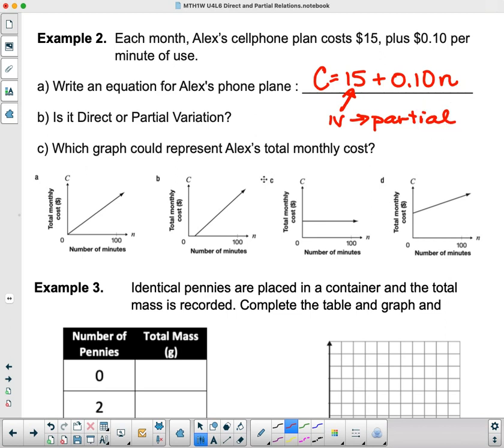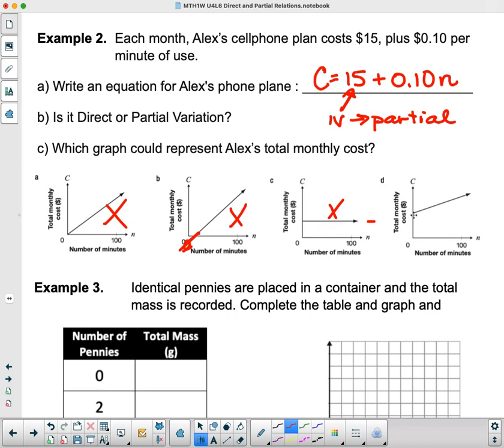Which graph could represent Alex's total monthly cost? Okay, so let's take a look. It has to be $15 to start with. So this one we can eliminate because that goes through 0, 0. It's a direct variation, so it's not working. This one is going to go, if I continue on, it's going to cross underneath 0. So that's not 15. So this one doesn't work. This one, that looks like it could be 15, but it's just straight across. So it has an initial value. It doesn't have a rate of change. It's not changing at all. So that doesn't work.